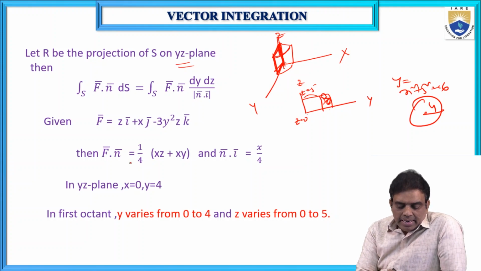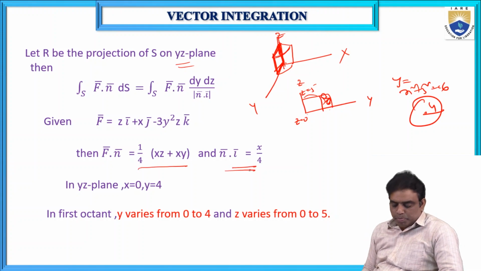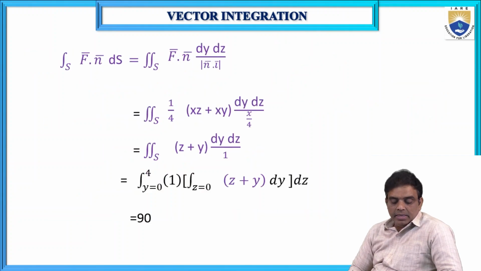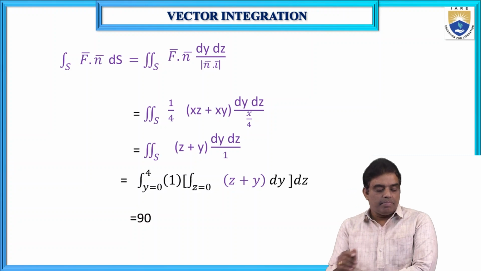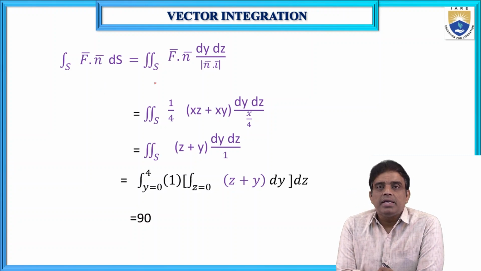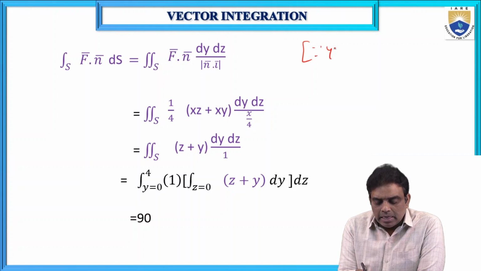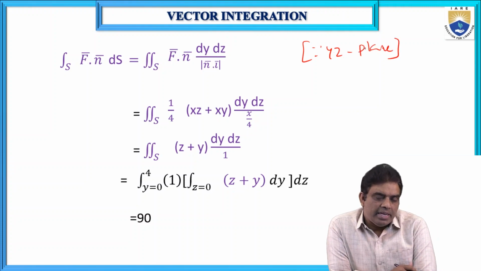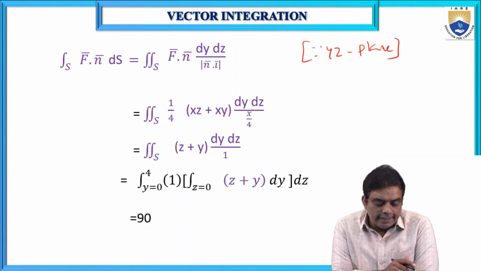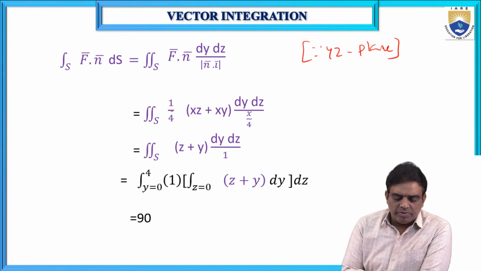F bar is given and n bar we have already calculated. n bar is equal to 1 by 4 into xz plus xy. This is f bar dot n cap. On multiplying, n bar dot i bar is x by 4. So all values are obtained; we just need to integrate. The integral of f bar dot n bar ds over S is the double integral of f bar dot n bar dy dz divided by the magnitude of n bar dot i bar, because we are considering the projection in the YZ plane. So f bar dot n bar is 1 by 4 into xz plus xy, dy dz, divided by x by 4.